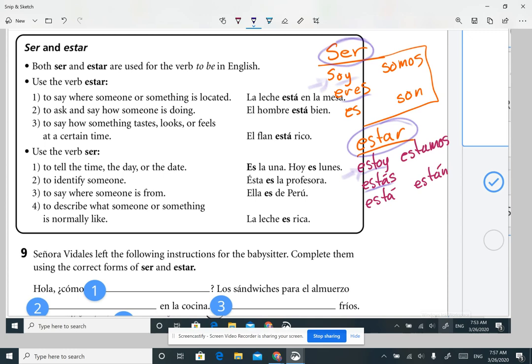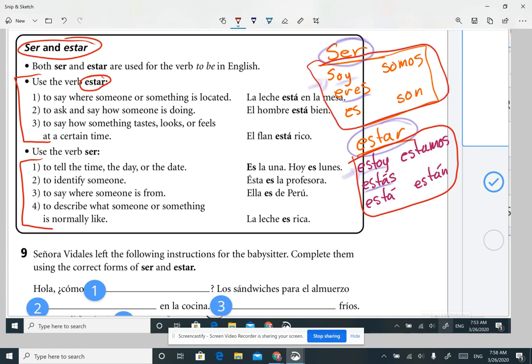So this chart here is just saying that these are the situations you use estar verbs. So that would be these guys right here. And then this chart is when you use the ser verbs, or these guys here. So make sure you have these conjugations written down in your notebook. They should be there already.